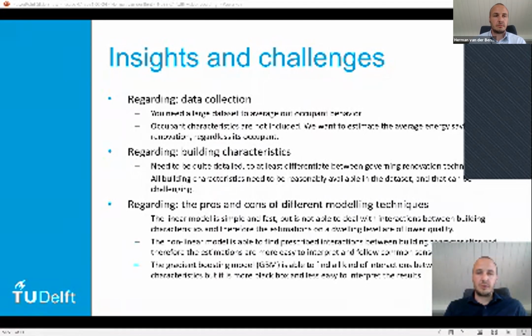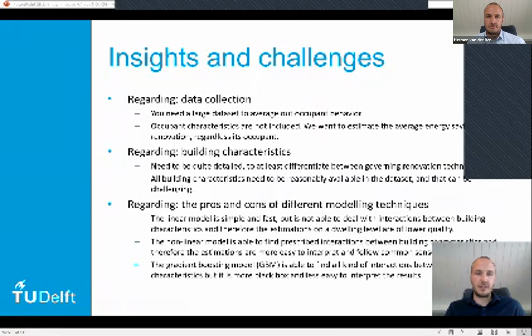Then, regarding the building characteristics, they need to be quite detailed, at least to be able to differentiate between governing renovation techniques. And all building characteristics need to be reasonably available in the data set, and that also can be challenging, certainly as the newer renovation systems are less available in the data set.